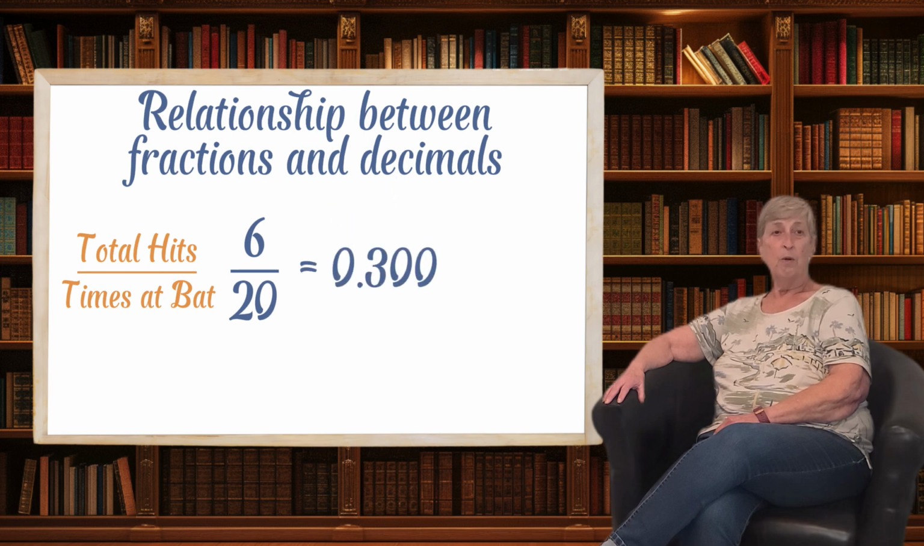Now, this converts to a batting average of 300, which is not bad. It's not absolutely wonderful, unless of course he's a pitcher, but it's not a bad batting average. But that's how it's done. The number of hits divided by the total number at bat. So it's a fraction to begin with, but you have to convert it to a decimal in order to be able to use it as a batting average.